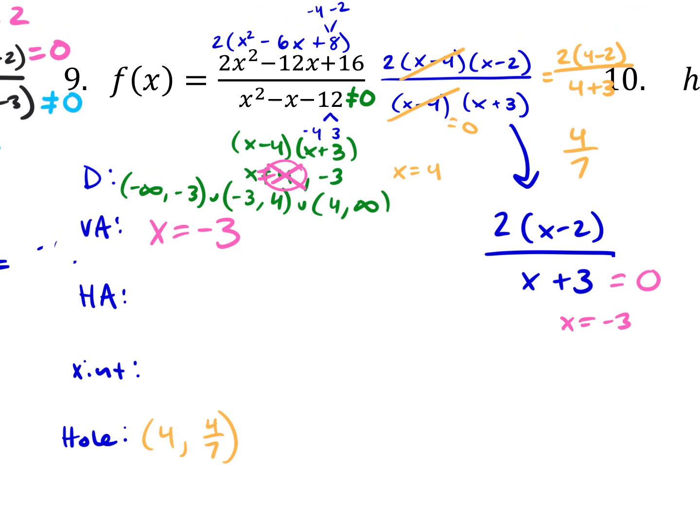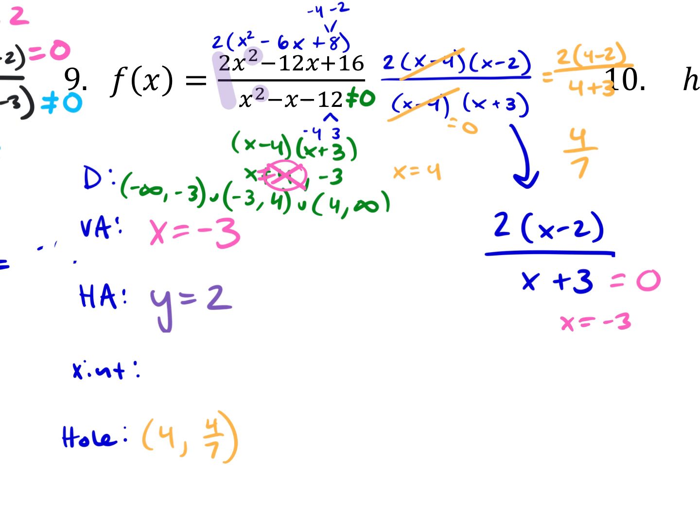What do we look for in our horizontal asymptote? We're looking at the degrees. When the degrees are the same, then what are we looking at? The coefficients. So it'd be 2 over 1, which would be 2. Just 2? Y equals 2.